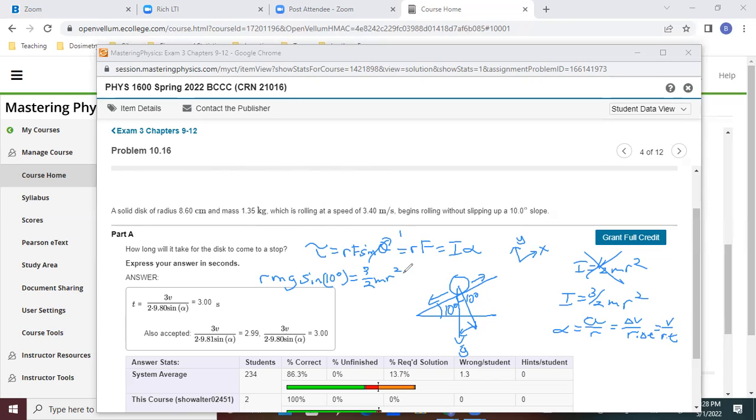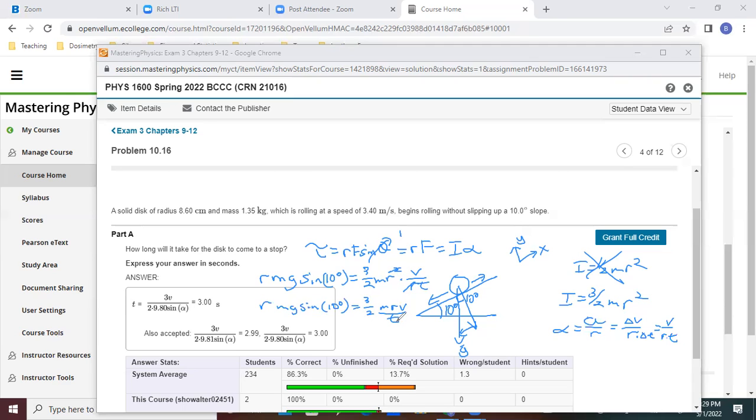So I'm going to represent it with v over rt, not v is equal to rt, but v over rt. And so there we have it. Now, that cancels with this. And so what does that leave us with? It leaves us with r mg sine of 10 degrees is equal to 3/2 m r v all over t.